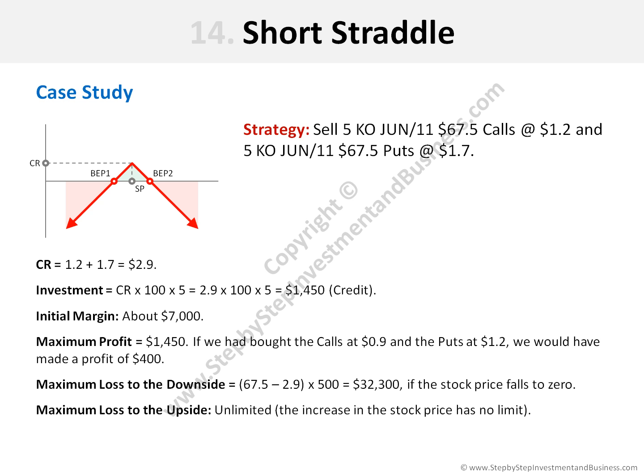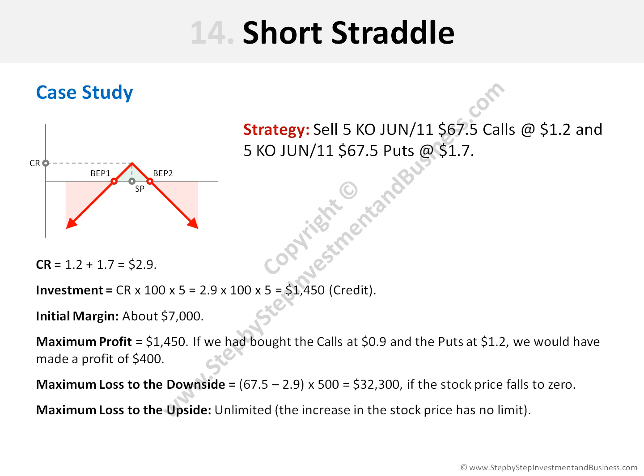The initial margin depends on the broker. In this case, it would have been about $7,000. The maximum profit we can make is equal to $1,450. That is, the entire premium received for the options. If we had bought the calls at 90 cents and the puts at 1.2, we would have made a profit of $400.